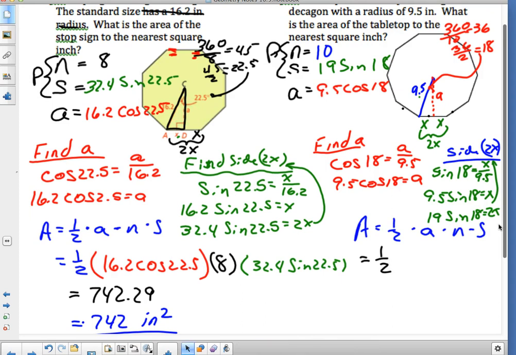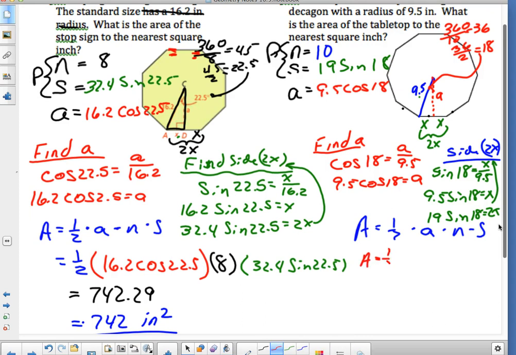1/2. A is 9.5 cosine of 18. Ooh, somebody didn't write a zest there. Cosine of 18. Let's try that again. Maybe. There it goes. Cosine. I'm just going to get rid of the whole thing. Hey, there it starts to work. So we got area is 1/2 9.5.